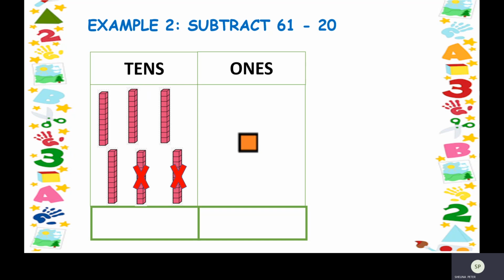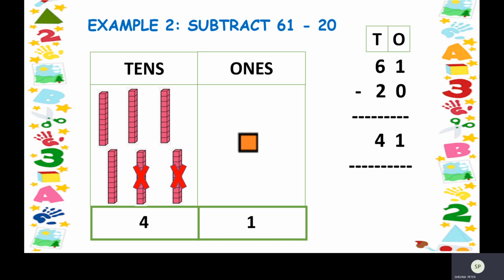So now let us count the number of blocks that are left, starting from the ones place. How many blocks are left here? 1. And how many blocks are left here? Let us count 1, 2, 3, 4. So, can we say that 61 minus 20 is equal to 41? Because 1 minus 0 is 1 and 6 minus 2 is 4.